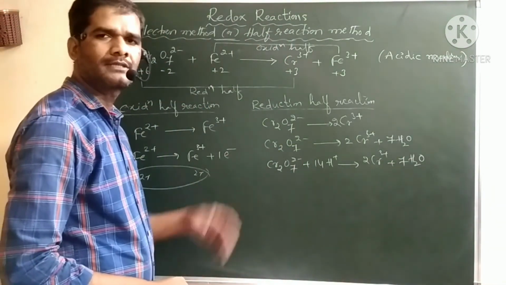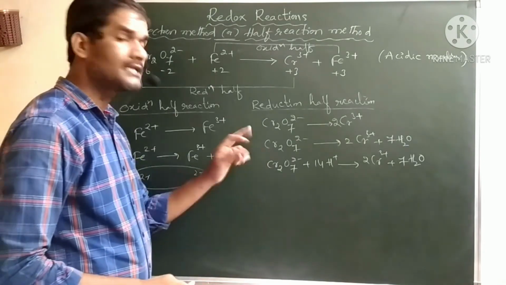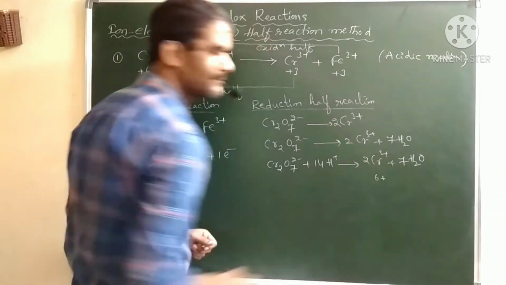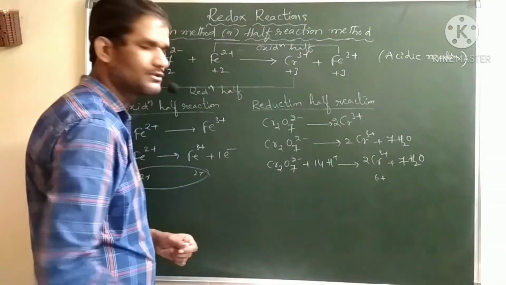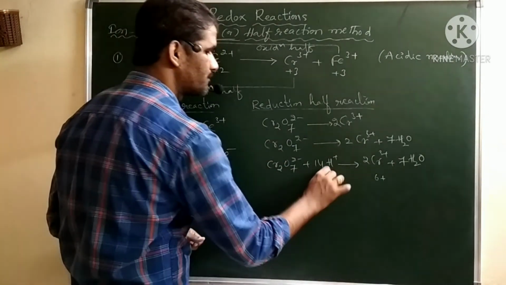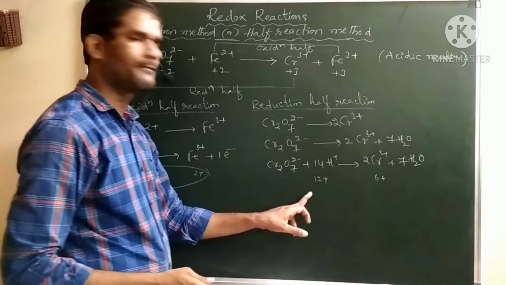Now oxygen balanced, hydrogen balanced, element also balanced. Now the last step, we have to balance the charge. Now see here, on the left side 6 positive is there. So right side 6 positive, and the left side 2 minus 14 plus. Overall we will get 12 positive extra. Now here 6 positive, 12 positive.